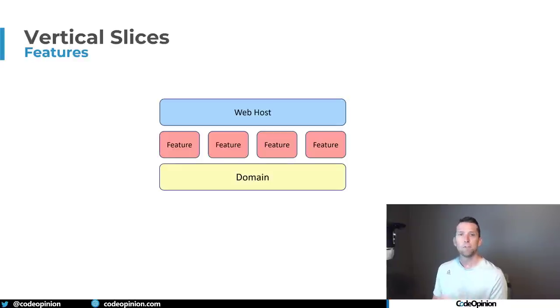Because our features are very narrow, and we limit them in scope to what relates to each other and what's using a particular domain, we're not so concerned about abstractions. We're not so concerned about abstracting things like our database, because we're going to use our implementation. In this case, we're using Entity Framework in my example. We don't need to abstract Entity Framework. We're just going to use it.